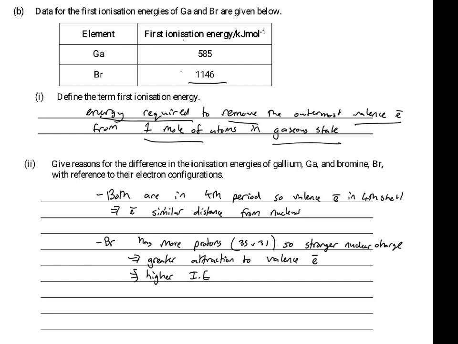Because there's more protons in the bromine nucleus, there's a stronger positive charge, stronger magnet, it's going to have a stronger attraction. So because it's got a greater nuclear charge, it's got a greater attraction to the valence electrons, this is where I stuffed up. Because there's a greater attraction to the electrons, it's going to take more energy to remove an electron, and therefore it's going to have a higher ionization energy.